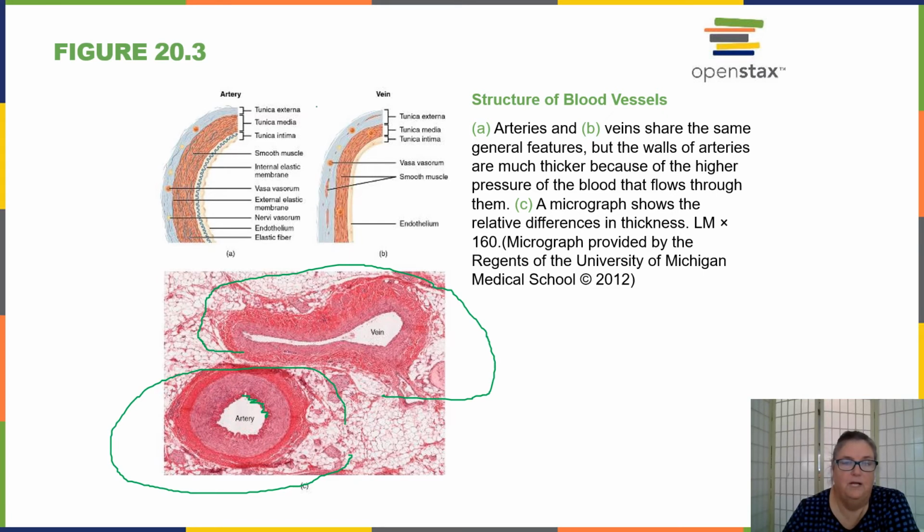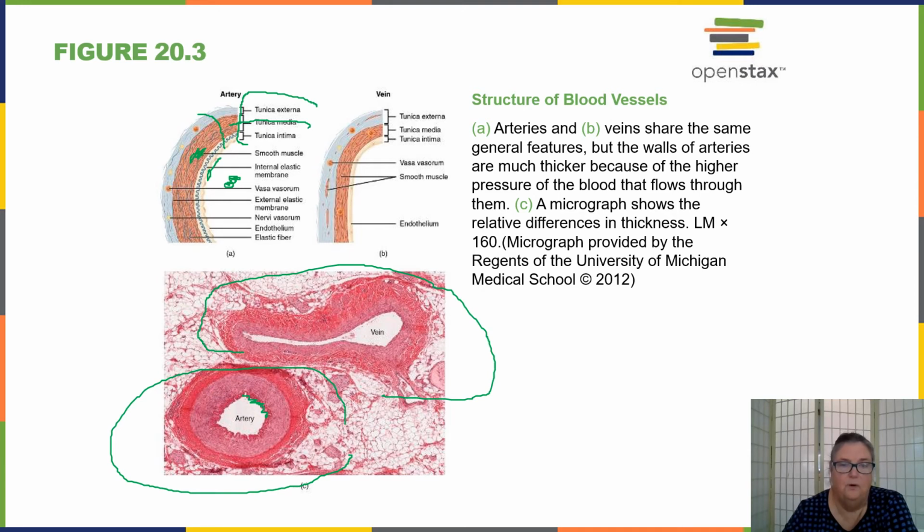We've got the tunica externa, that's the outer layer, tunica media, middle layer, and tunica intima. So this is just the artery wall. The entire artery is going to be larger than this. Here would be the lumen, right? And here was the lumen, and that's where the blood is. We've got some smooth muscle there in the tunica media. We've got an internal elastic membrane. That's what we're seeing in this wiggliness in the artery, is that elasticity.